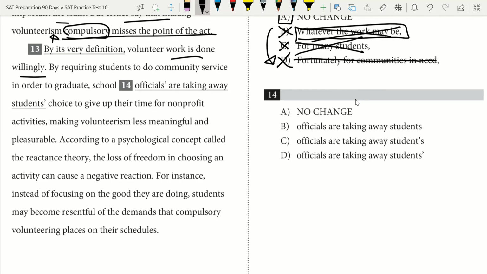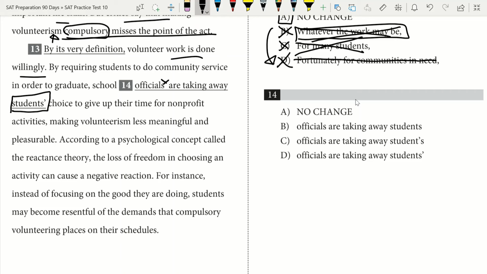All right, so we have "By requiring students to do community service in order to graduate, school officials." Okay, one thing that I noticed right off the bat, officials doesn't own anything. There should be no apostrophe there. "Are taking away students' choice." Okay, this is the correct students here, right? We need to have that apostrophe after the S.